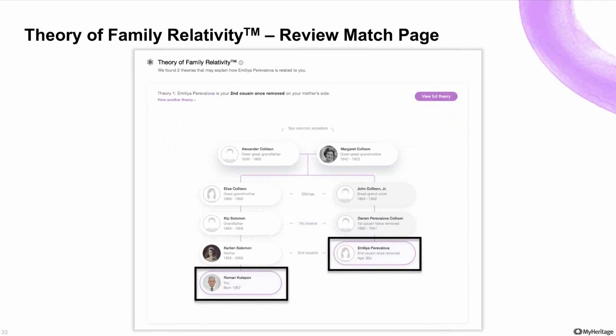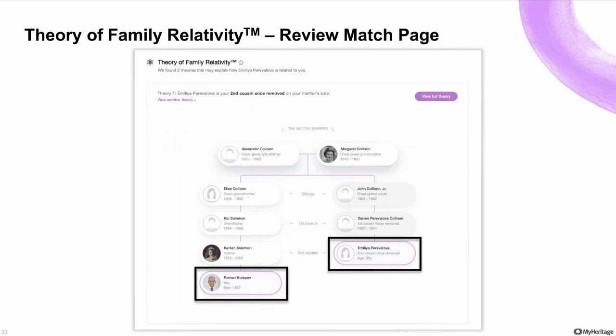So here on the bottom left we have Roman, and on the bottom right we have Emilia. So again, these are the DNA matches. Roman is our user using the website at the moment, and Emilia is one of his DNA matches. And we can see here that we were able to find a theory that, if we're looking at it from the eyes of Roman, goes through his mother, Caroline, to his grandfather Kip, to his great-grandfather Eliza, and goes all the way up to who we believe are their common ancestors, Alexander and Margaret.